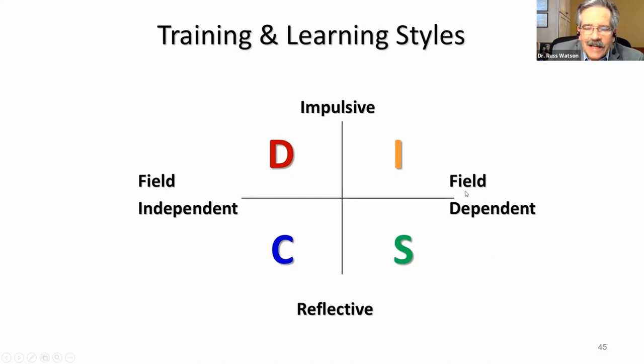I's and S's tend to be field dependent. What this means is that they can work in groups. And at the end of the session, they can have a group hug. The D's and C's tend to be more field independent. Well, send it to me in an email, send me the book, I'll read it on my own, and I'll get back to you, send me a quiz.